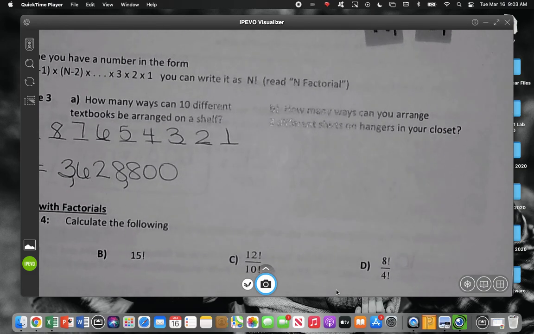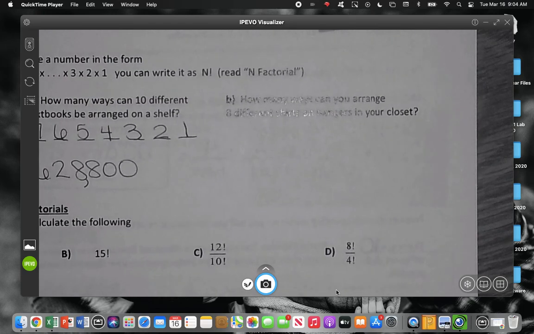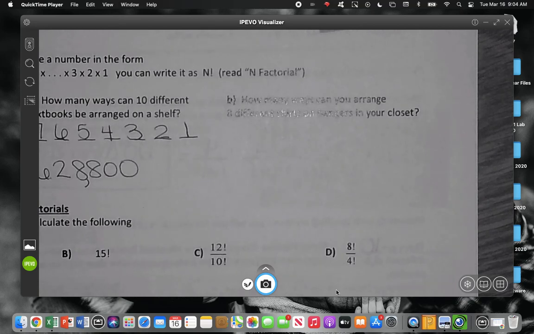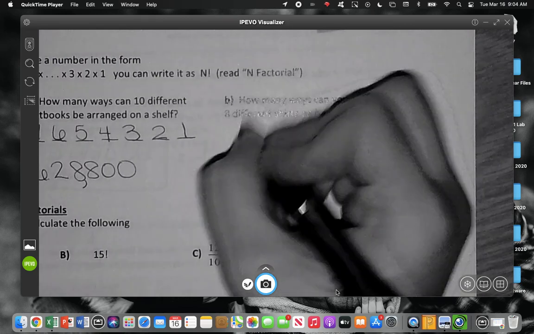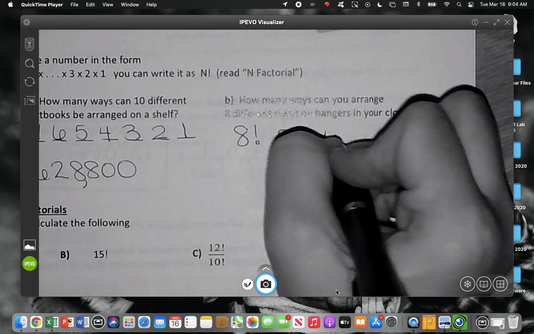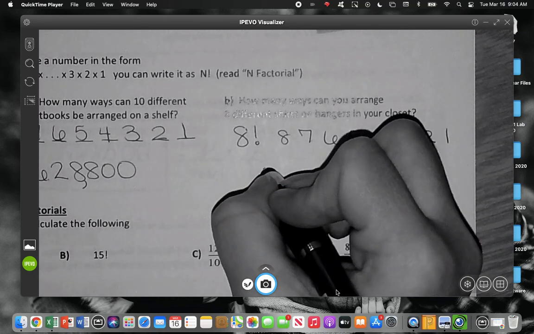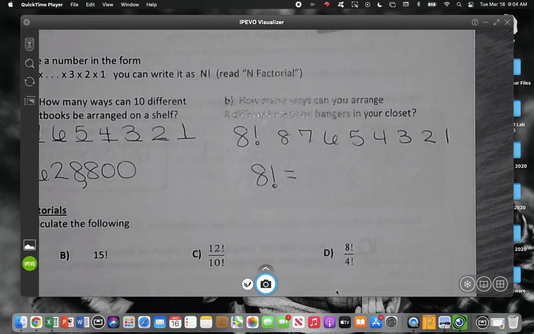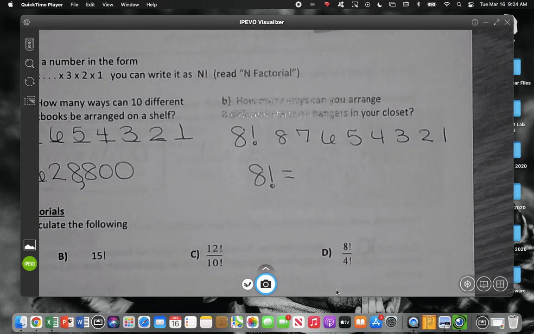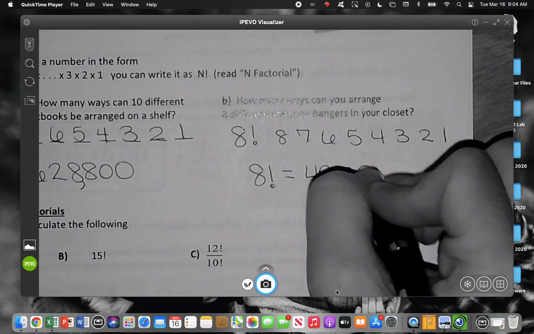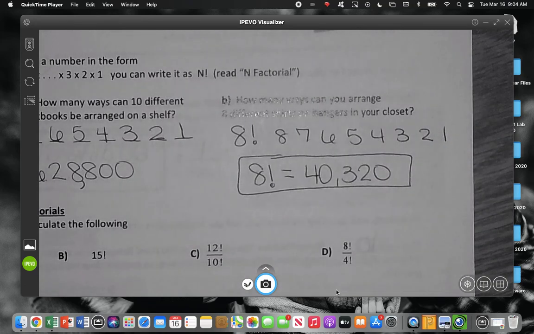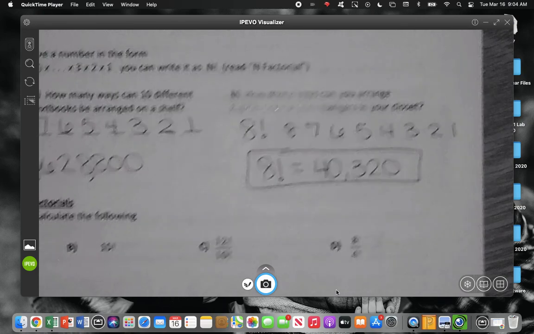All right, now the second thing. How many ways do you think we can arrange 8 different shirts on a hanger? So if we are arranging 10 books with 10 factorial, how many ways do you think we can arrange 8 shirts? Yeah, just 8 factorial. So you're going to take 8 times 7, 6, 5, 4, 3, 2, 1. And what do you guys get for 8 factorial? 40,320.